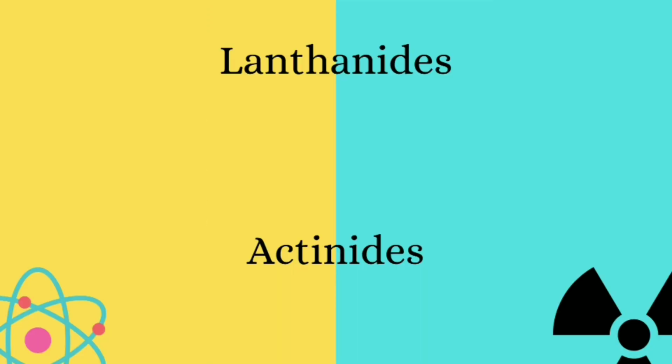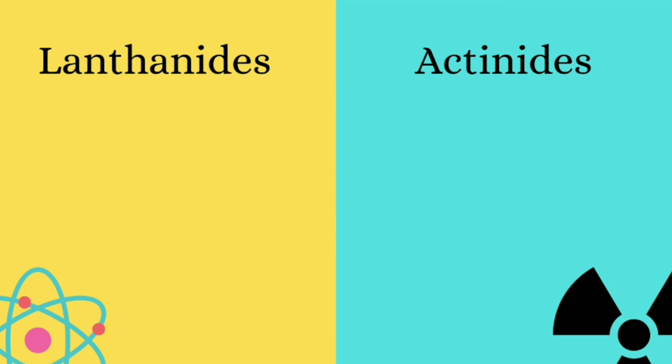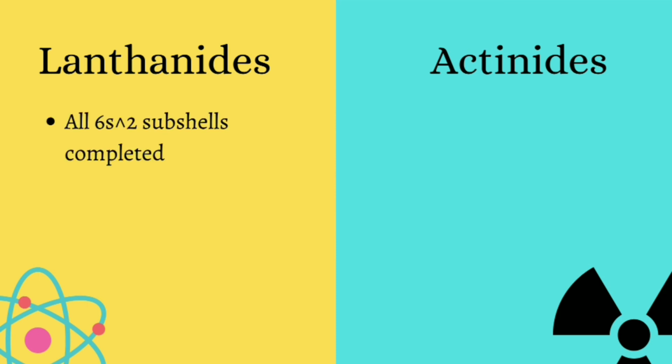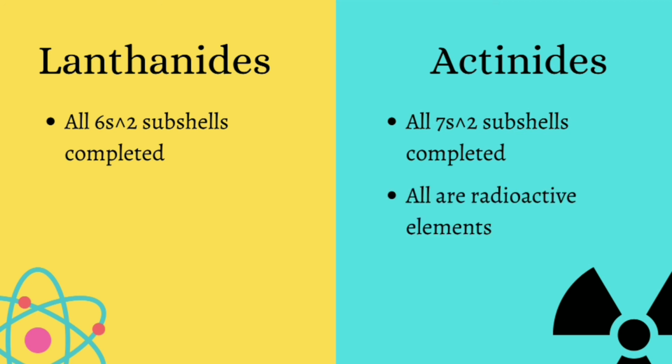Now, let's differentiate the two rare earth metals, lanthanides and actinides. Lanthanides fill the 6s2 sublevels while filling up the 4f. Actinides, on the other hand, have filled the 7s2 sublevels. The elements under the actinides are also all radioactive elements, while lanthanides are not and have magnetic properties.